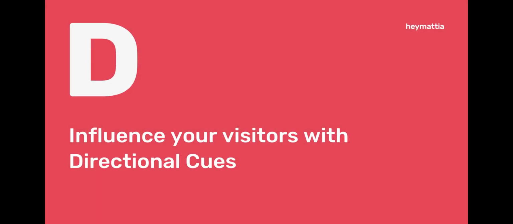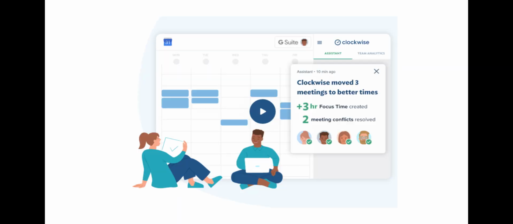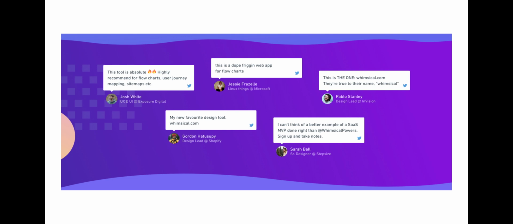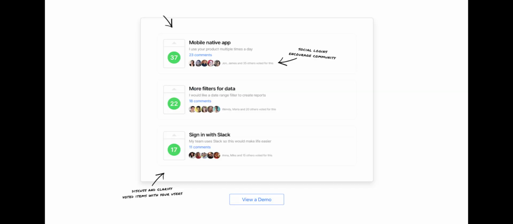So what are directional cues? Directional cues are visual aids that guide your visitors toward the most vital part of your website or landing page. They can direct your visitors to your call to action, form, video, testimonials, or information below the fold.